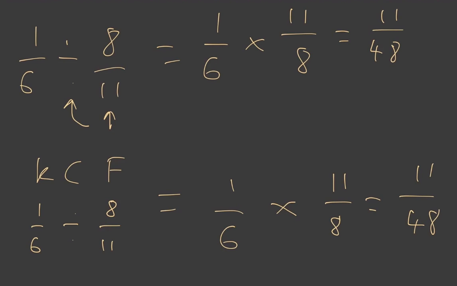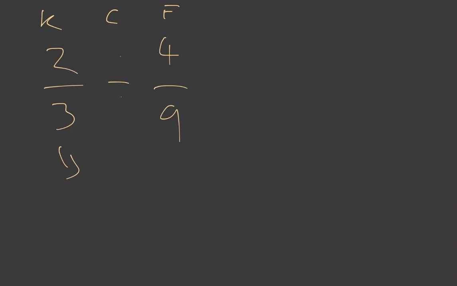So let's have a look at another example of division. In this question we have 2 over 3 divided by 4 over 9. So let's remember KCF, keep, change, flip. So we're going to work this out now. We're going to keep the 2 over 3. We're going to change this division to multiplication, and we're going to flip this fraction to 9 over 4.